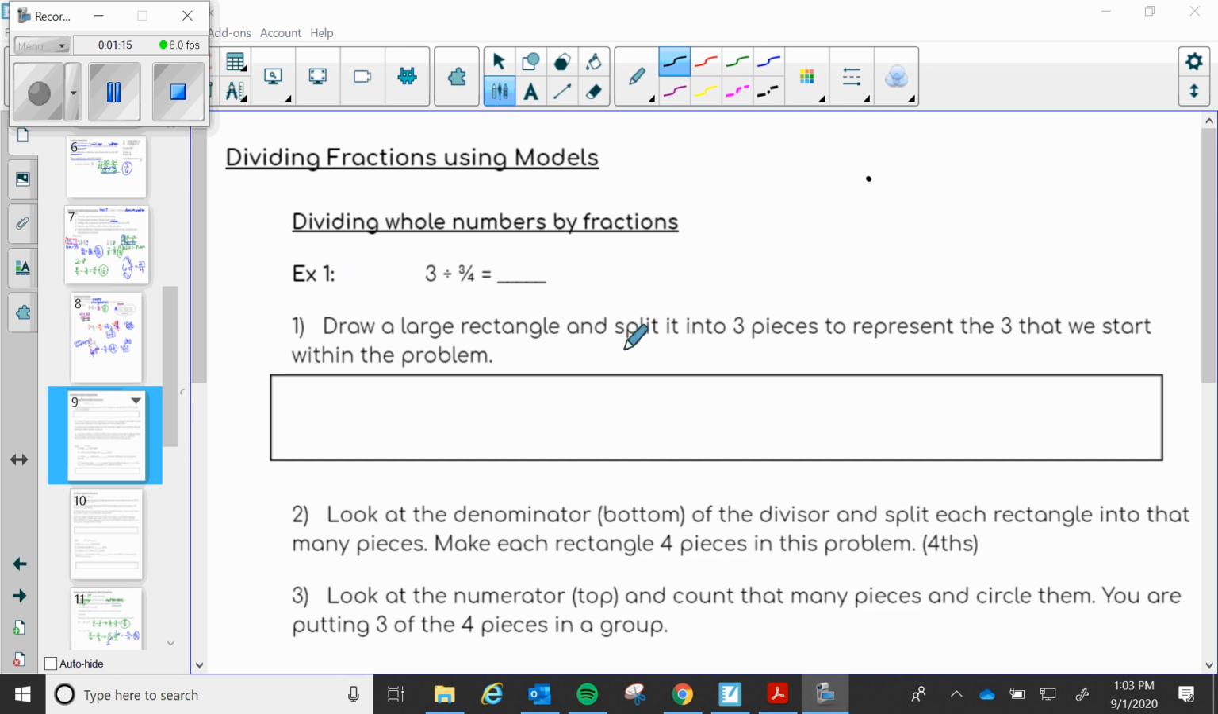So when we're doing fraction models, every single one you're going to have a large rectangle, okay? So our first step is to draw that rectangle, and you're splitting this rectangle into 3 pieces. And the reason it's 3 pieces is because that's what this whole number is. So I'm actually going to use red. So let me mark over that. The 3 pieces we're splitting it into comes from this whole number. So we're breaking our large rectangle into 3 pieces. So I'm just going to draw a line. And I've got 1, 2, 3 pieces now. Perfect.